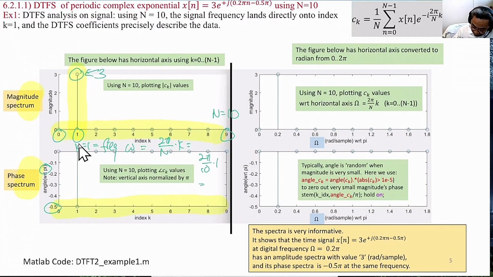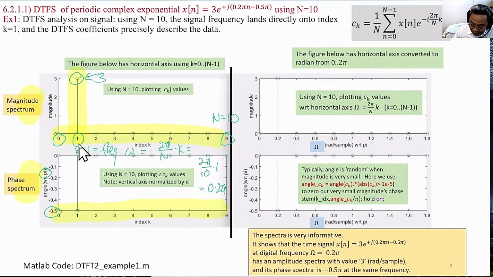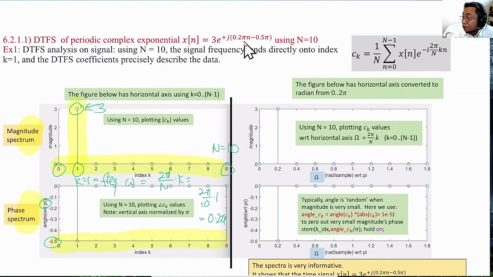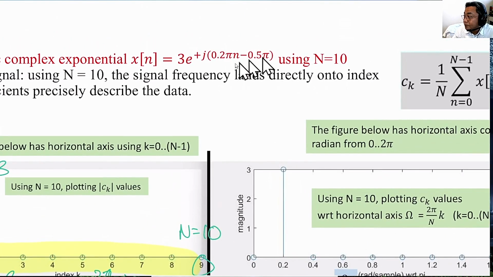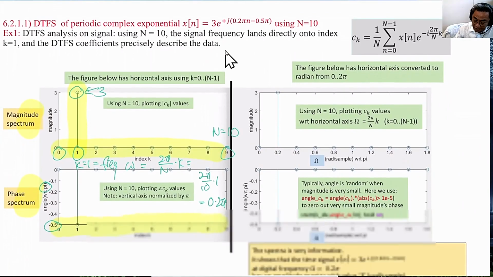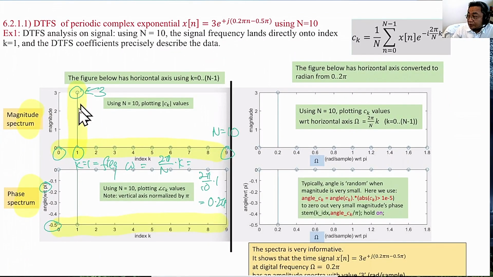So this is equal to 0.2 pi, which is exactly, again, this value, 0.25, 2 pi. So this figure and these non-zero values are telling us exactly these coefficients: 3, and -0.5 pi for the phase at frequency 0.2 pi. So this is the interpretation.